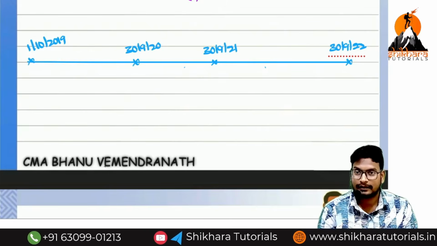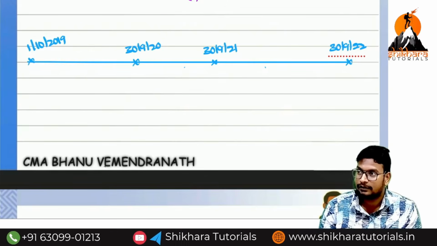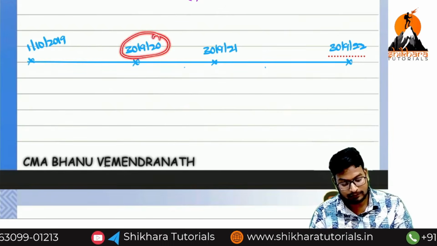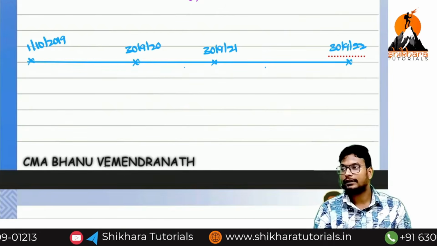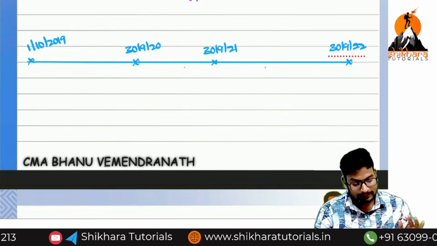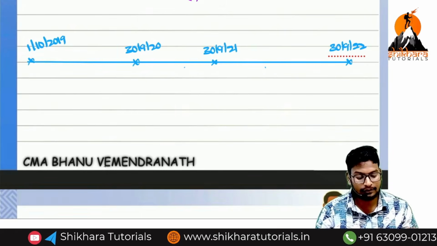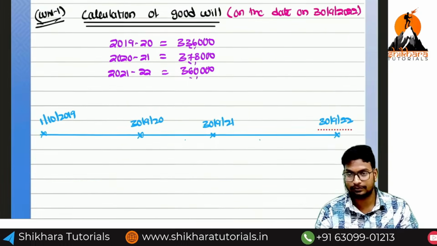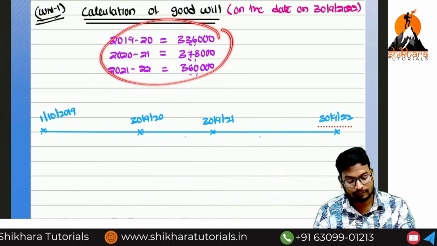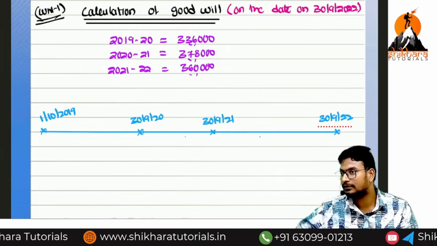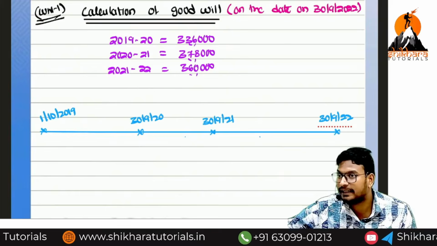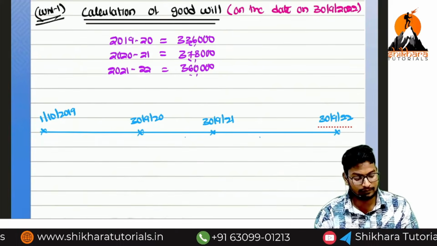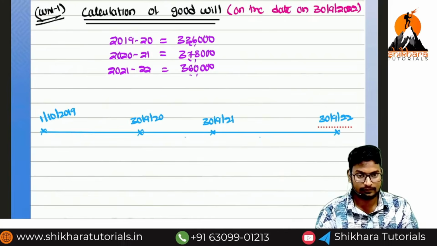If the end of the year is 31st March, the starting is 1st April. In the same way, if the end of the year is 30th September, the starting is 1st October 2019. We are going to calculate on 30/9/2022, but the profits are given on a financial year basis. Is this visible?